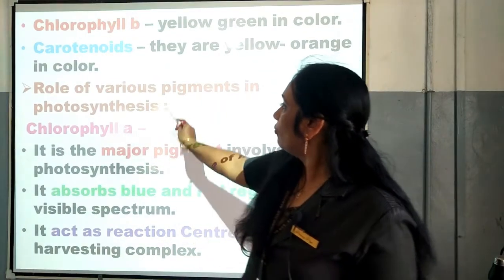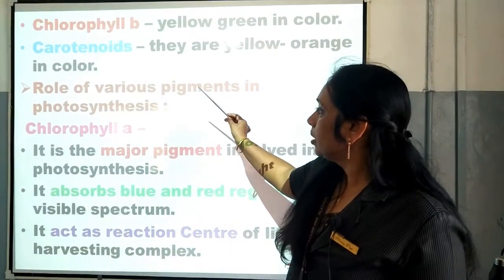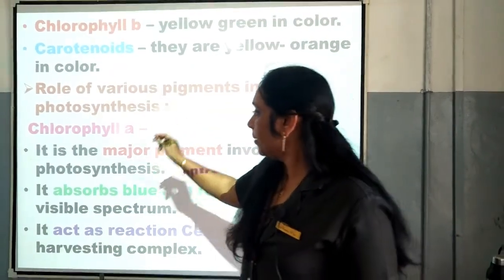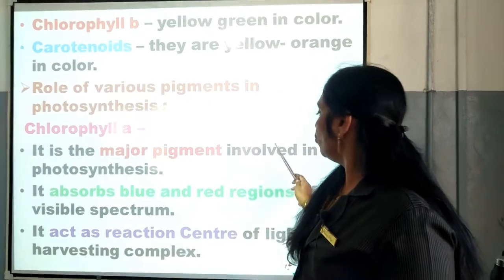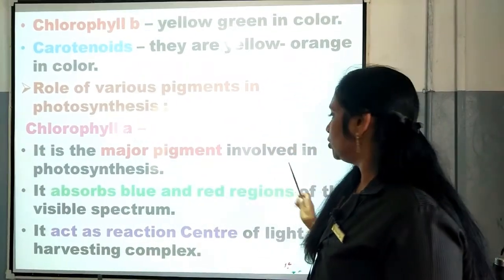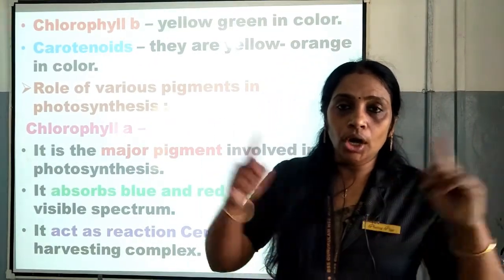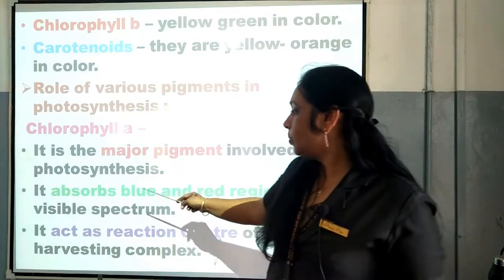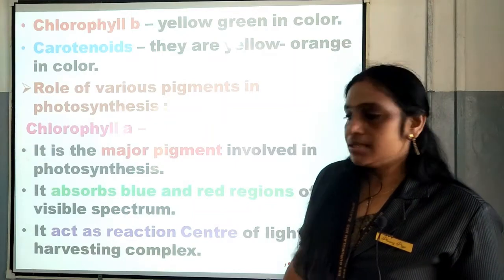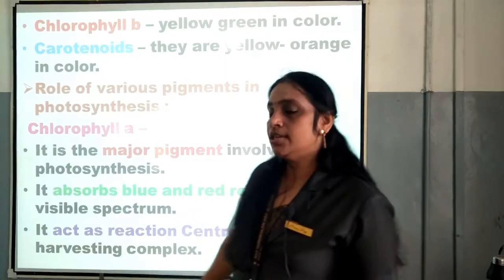Now next one, the role of various pigments in photosynthesis. We have to see what are the roles played by these various pigments. Chlorophyll A is the major pigment involved in photosynthesis. It absorbs blue and red regions of the visible spectrum. Isn't it? That light it is absorbing and it acts as the reaction center of the light harvesting complex.